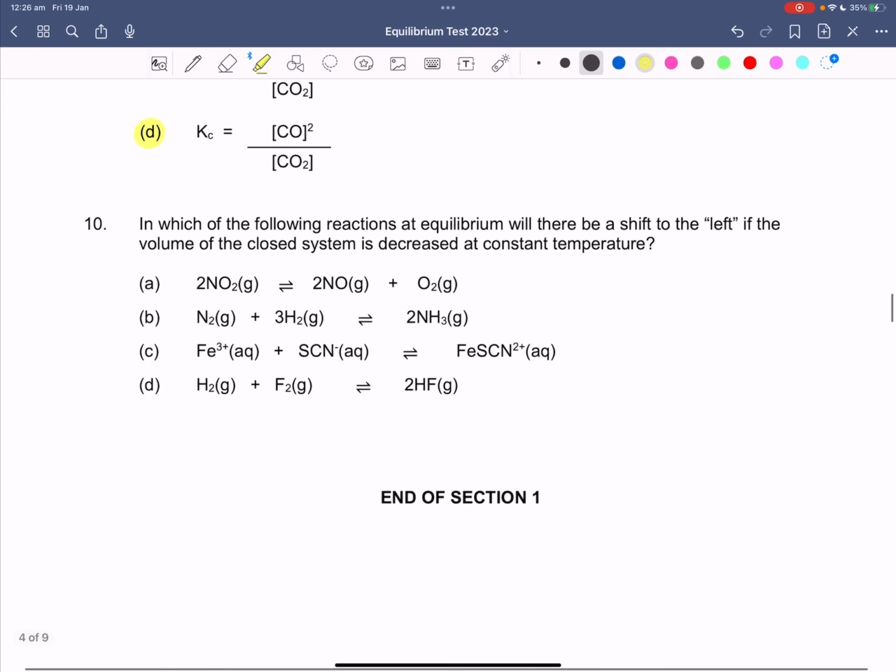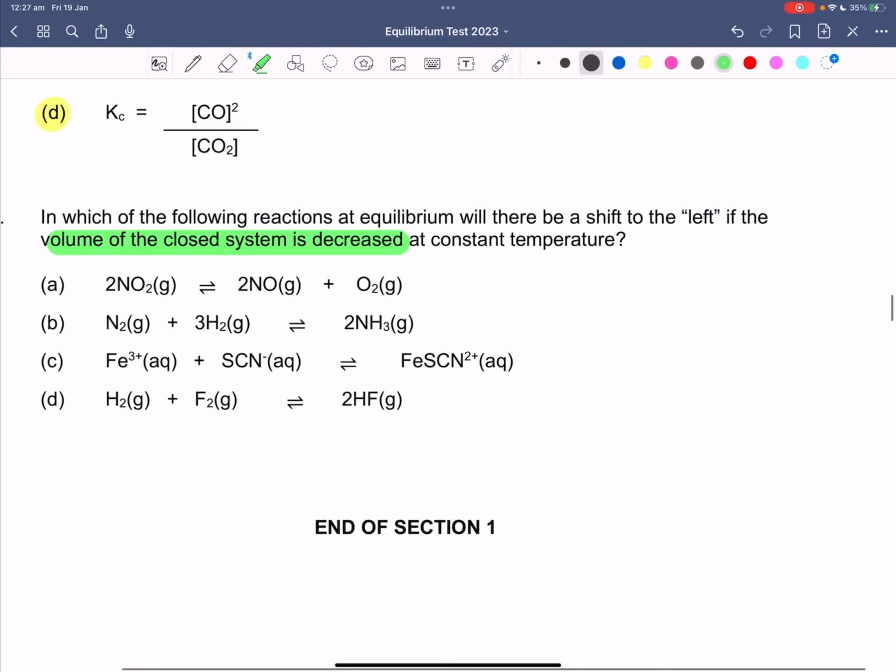And question number 10. In which of the following reactions at equilibrium will there be a shift to the left if the volume is decreased? Okay, so that is the change. The change is that the volume of the system is decreased. Now remember, we want there to be a shift to the left.